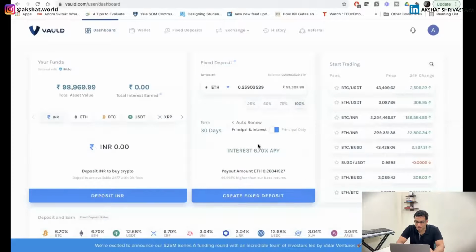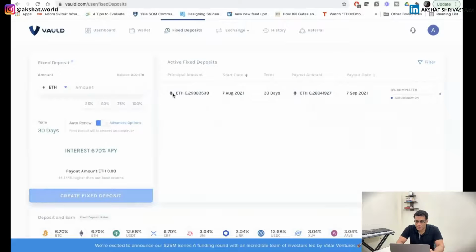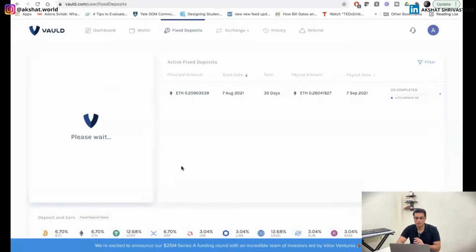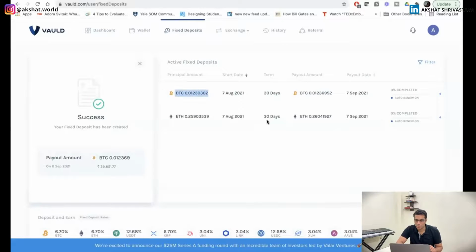I will create a fixed deposit, and I will reinvest that money. I've created a fixed deposit and it's done. I can easily track it. On 7th August, I'm going to make 6.7% guaranteed. This is what I'm making. And I will do the same on my Bitcoin. So I had Bitcoin also. I will do 100% of fixed deposit here. So this is also done, and you can see that both have come up.